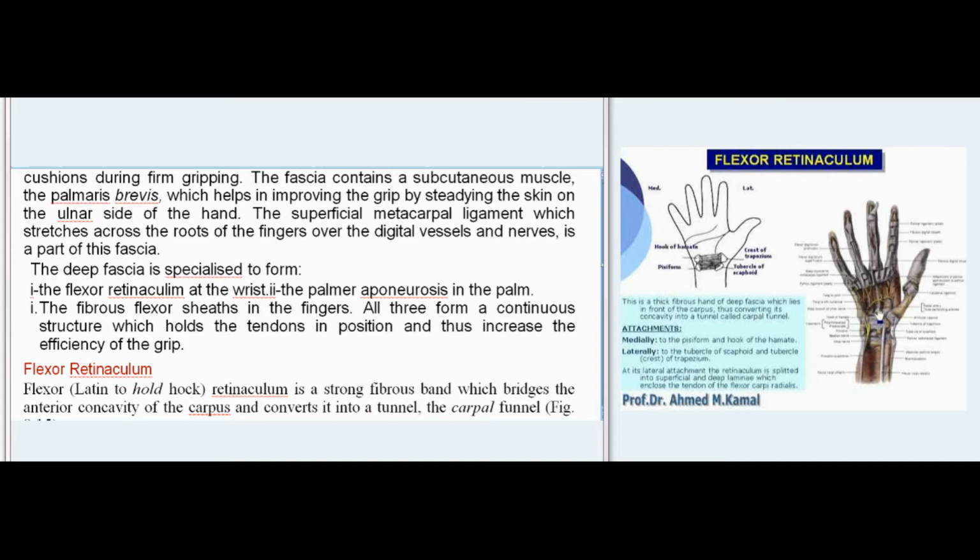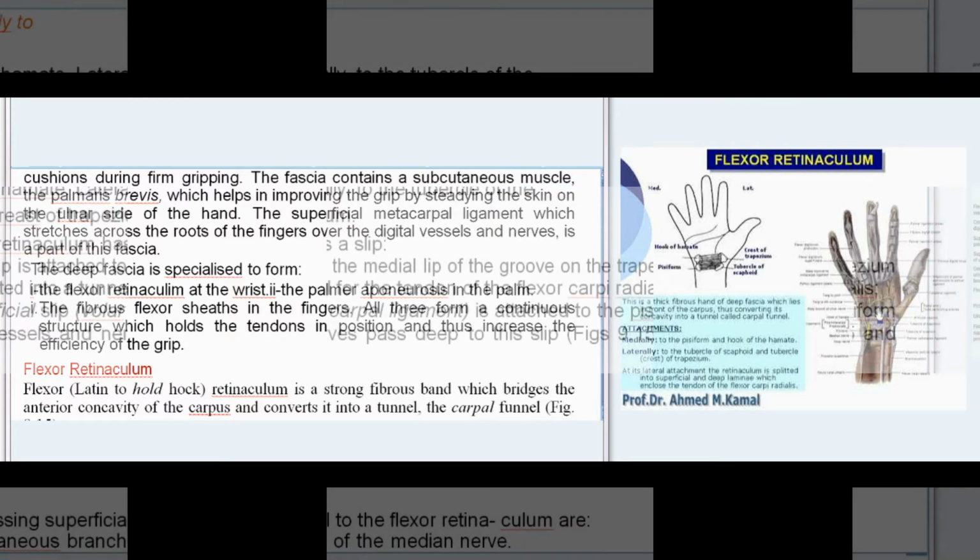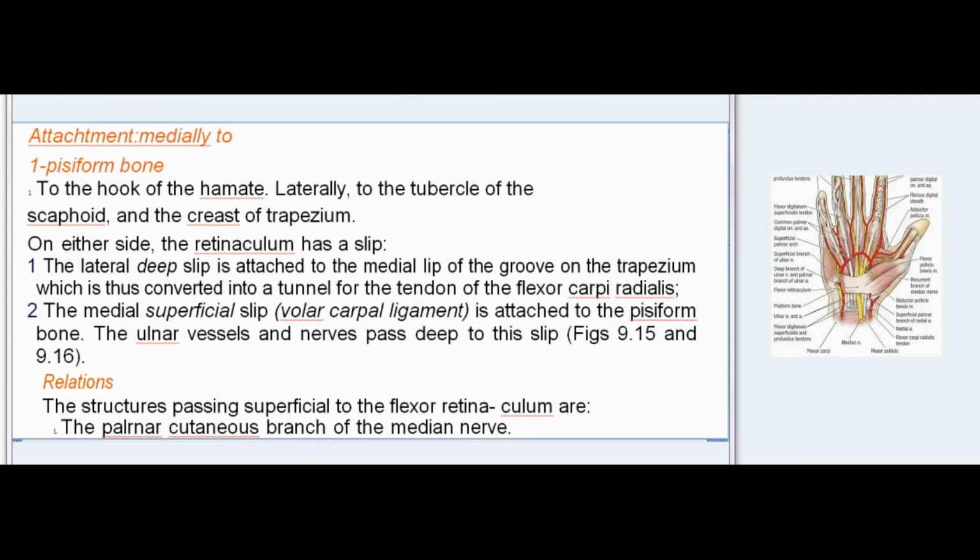Flexor retinaculum. Flexor, Latin, to hold. Retinaculum is a strong fibrous band which bridges the anterior concavity of the carpus and converts it into a tunnel, the carpal tunnel, Fig 9.15. Attachment: medially to the pisiform bone and the hook of the hamate; laterally to the tubercle of the scaphoid and the crest of the trapezium.